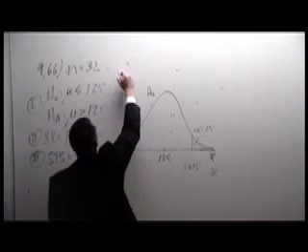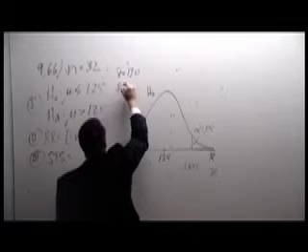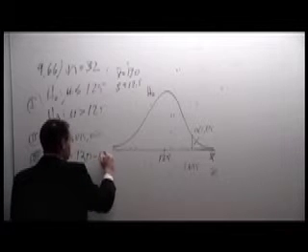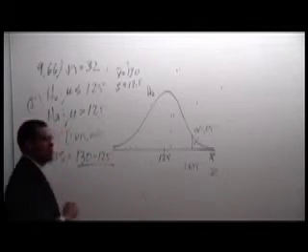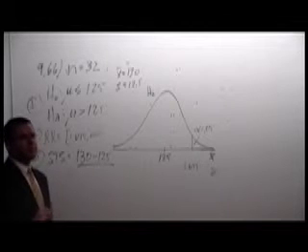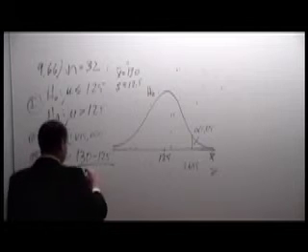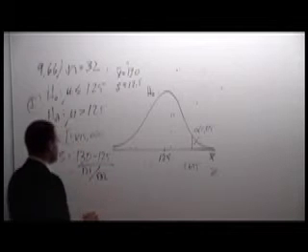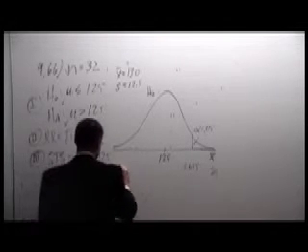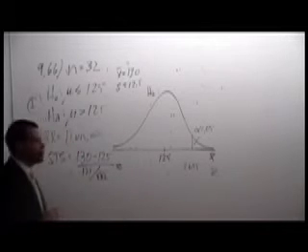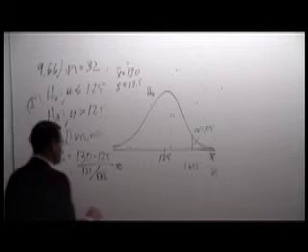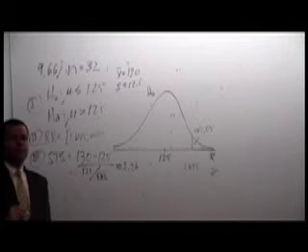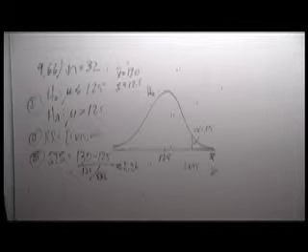So x bar was 130, s was 12.5, I believe. So the standardized sensitivity is 130,000 minus 125 divided by what? So 12.5 over square root of 32. What's this equal to? Is that in the rejection region? Yes.